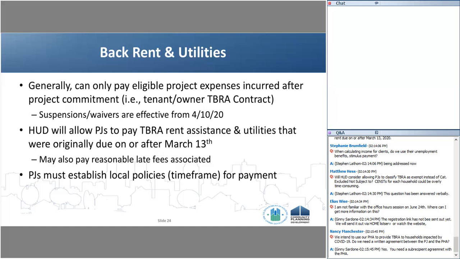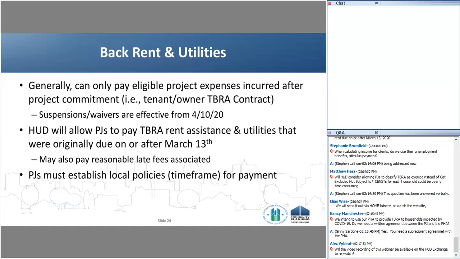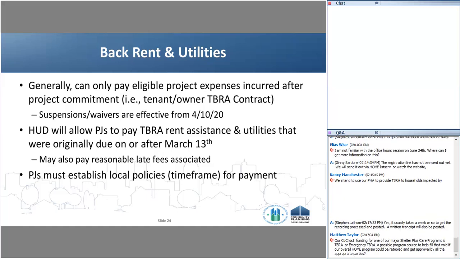And while the statutory suspensions and regulatory waivers became effective on April 10th, 2020, and run through December 31, 2020, HUD recognizes that many families were affected by the pandemic prior to the issuance of those waivers and the time it may take you to get into contract with the landlord and tenant. And they may be behind on rent and utilities before rental assistance contracts are executed.